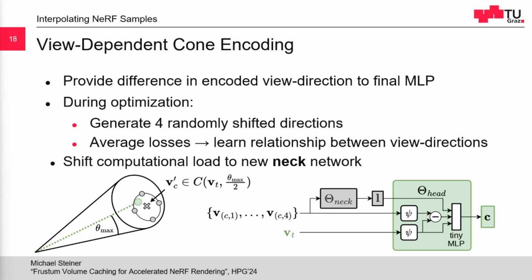So, in more detail, our cone encoding produces latent codes which were generated from a view direction VC, but can be re-evaluated from a similar view direction VT lying inside the same cone of some maximum angle, theta max here. This encoding can be learned during training by carefully choosing a number of view directions, 4 in this case, and providing the difference in viewing angle to the head network and averaging the final loss of all samples. This way, we effectively shift some computational load from the head network to the newly introduced neck network.